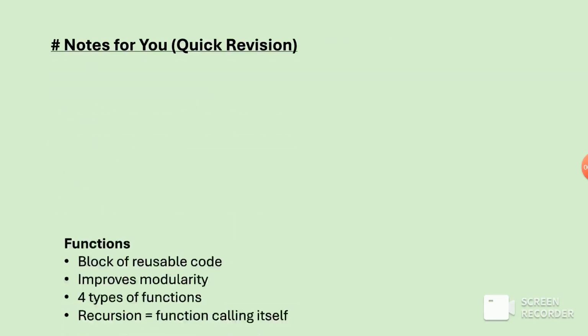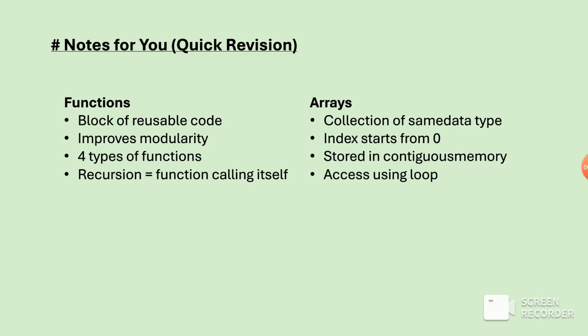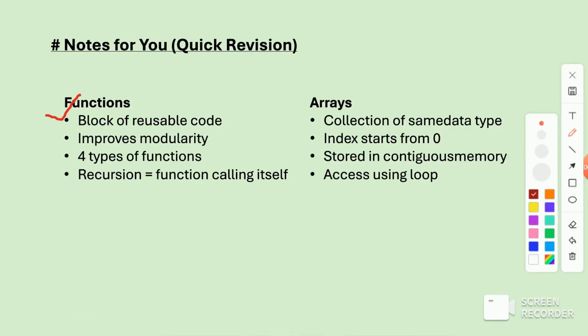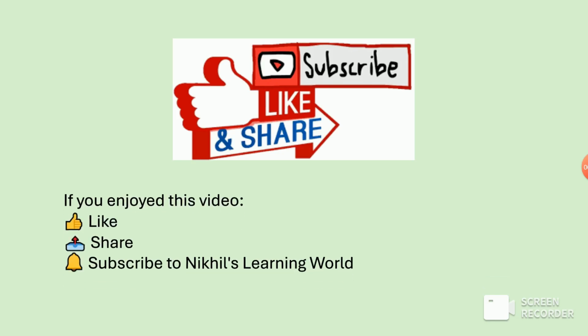So this is our tutorial about functions and arrays in C programming. This was a quick review of what we have seen in this tutorial. The next topic will be pointers in C programming. I hope you enjoyed this session. Two very important programming concepts we have covered in this tutorial.